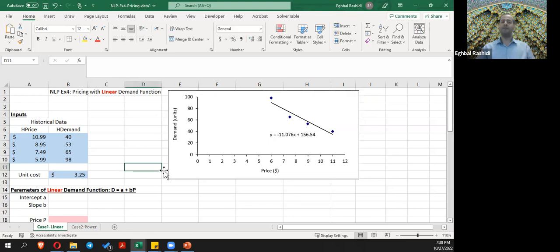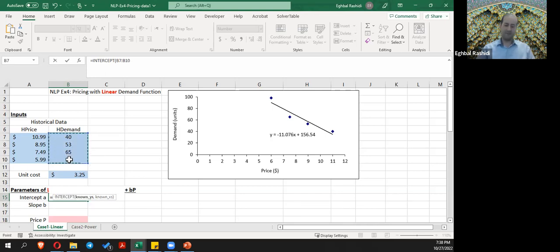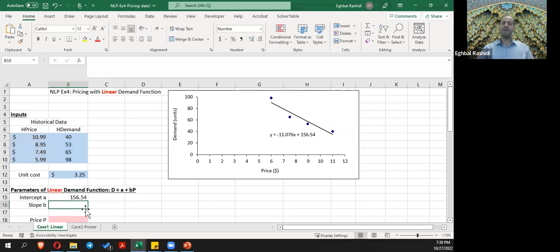We have the function. But if you want to do it another way, Excel has a slope and an intercept function that we can use based on the input data. So A can be found using the intercept formula, and it gets two inputs. The known Y values, which here is our demand, so I'm going to grab all the demands here. And the next parameter, the known X's, which are the prices. I'm going to select those, and when I hit enter, I get 156.54, which is the same as I found here.